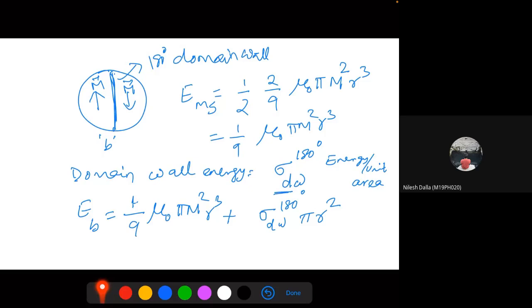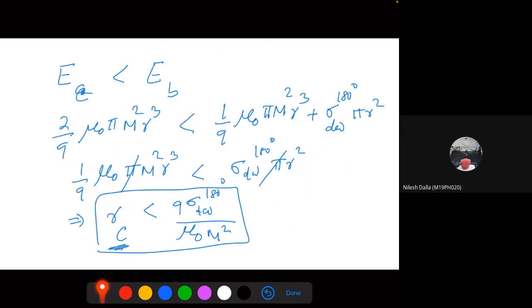Which one can calculate, and that means it is possible that at a critical radius r, or a critical dimension, your magnetic material nanoparticle will prefer to stay in a single domain state compared to a multi-domain state.